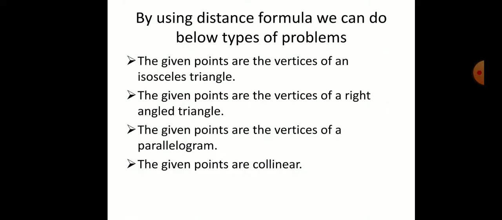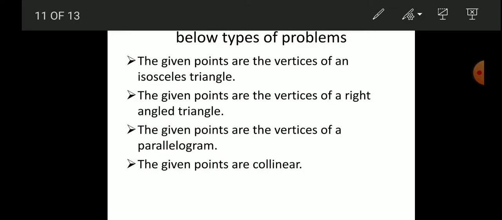Now by using the distance formula we can do the following types of problems. We can solve a variety of problems, like whether the given points are the vertices of an isosceles triangle. Suppose 3 points are given. By calculating the distance we can identify whether the triangle is isosceles, or whether the triangle is a right angle triangle by using the Pythagoras theorem.